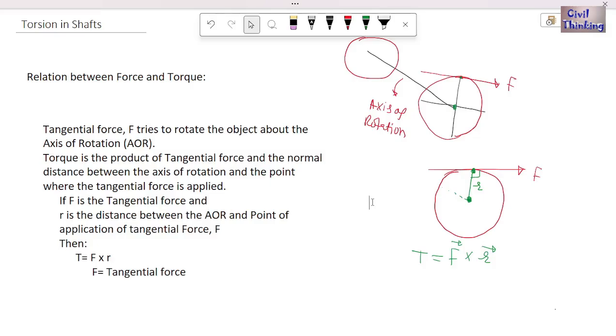So what do we have to note? If the force is more, the torque is going to be more. Similarly, if the distance between the axis of rotation and the point of application of force is more, then also the torque is going to be more. So I think that is it for this lecture.